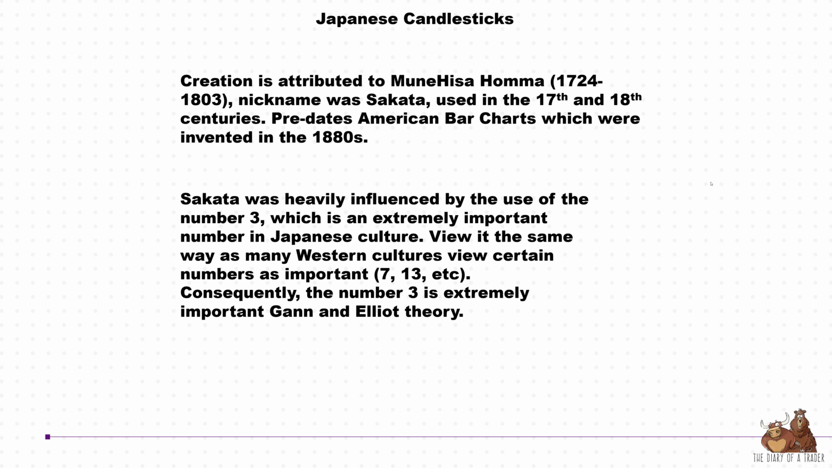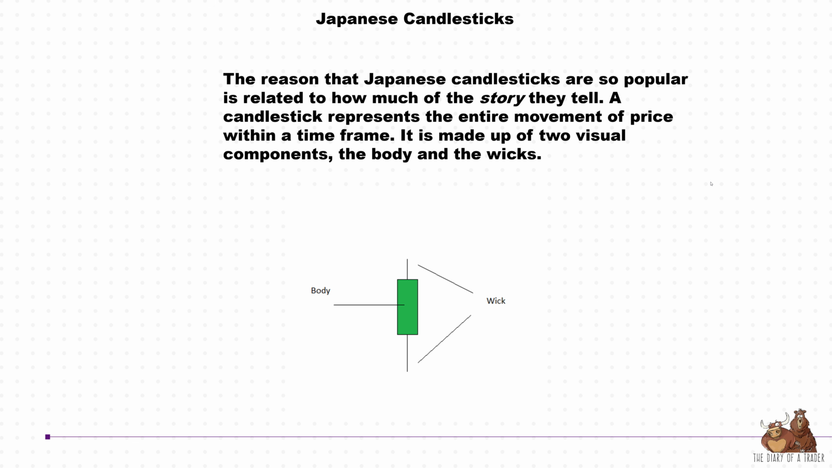Sakata was heavily influenced by the use of the number 3, which is an extremely important number in Japanese culture. You can view it the same as we view certain numbers in Western culture as very important, like 7, or 13 being an unlucky number. And consequently, the number 3 is an extremely important Gann and Elliott number as well. It's a very interesting correlation between two different styles of technical analysis that have a shared relationship when it comes to the numbers. If you ever delve deeper into the difference between Japanese analysis and Western analysis, you'll see there's a significant amount of correlation between the two.